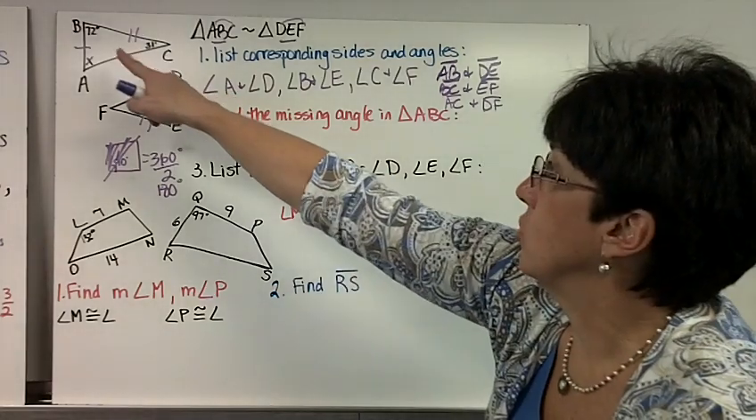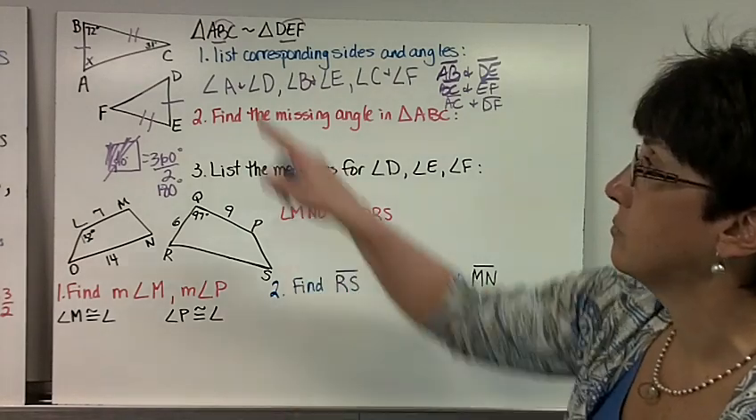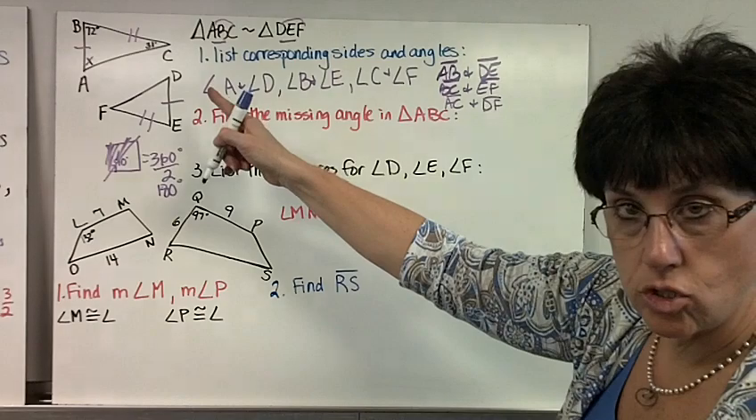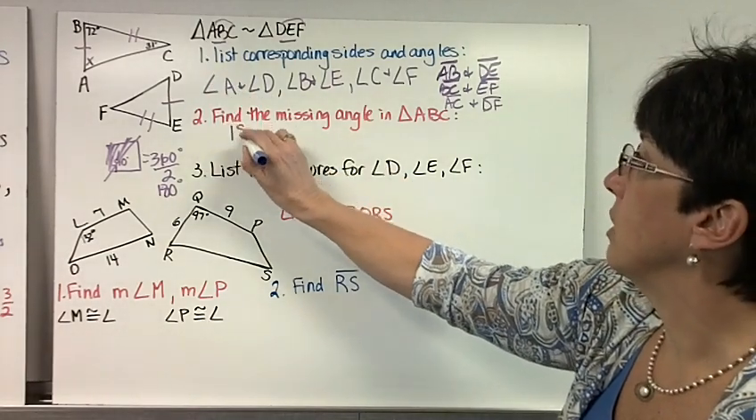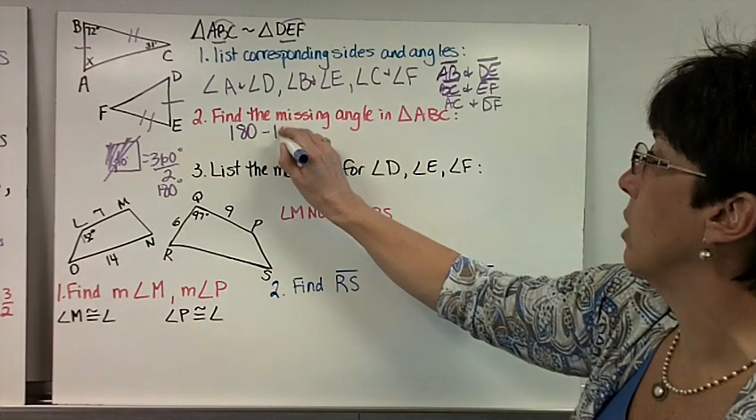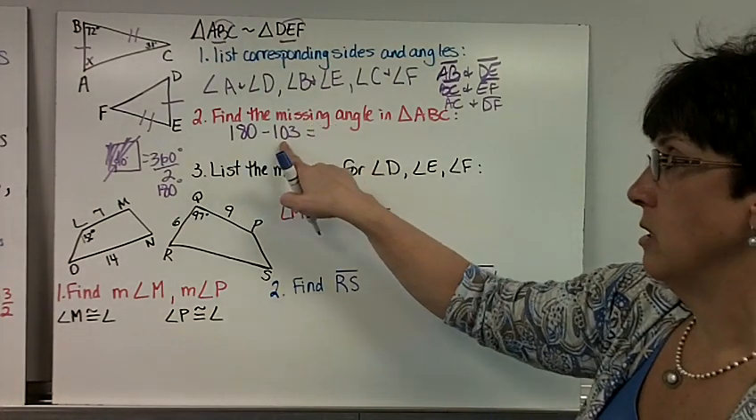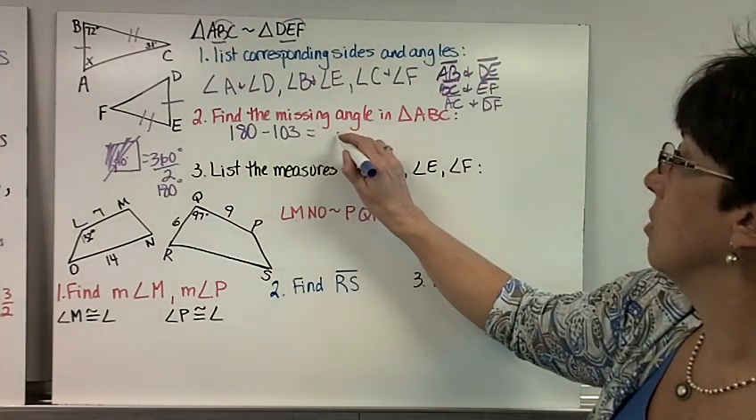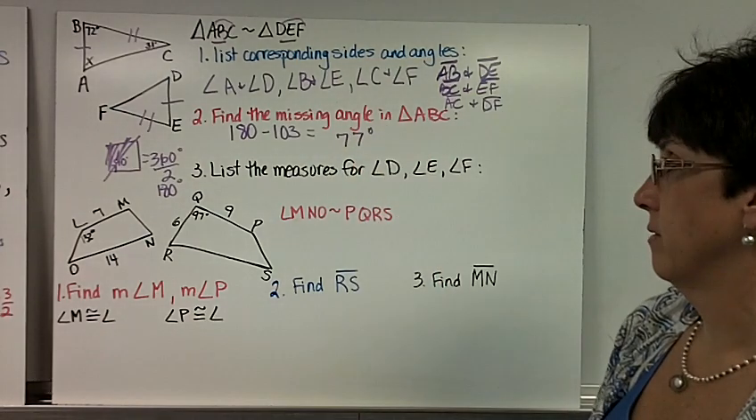So I can add up the degrees that I have and subtract that from 180. 72 plus 31, 70 plus 30 is 100, 2 plus 1 is 3. So I would say 180 minus 103 equals, well, if it was 180 minus 100, it would be 80, but I need to minus 3 more, so that would be 77 degrees.